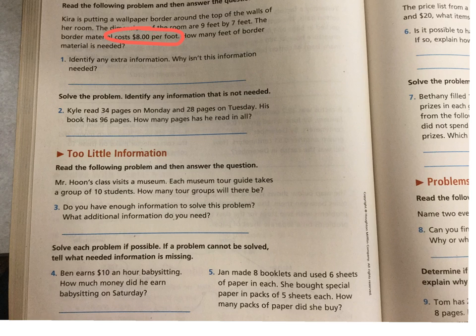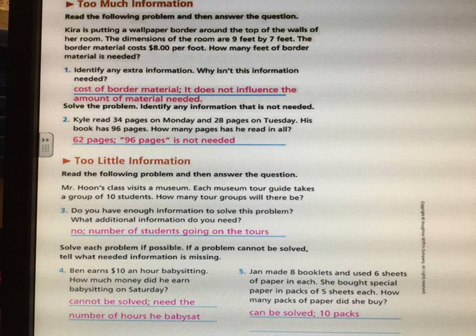All right. Now let's look at the answers to 2, 4, and 5. Number 2, we had 60. The information that's not needed is the fact that we have 96 pages. We don't need to know that his book has 96 total pages. We're just talking about how many pages he's read on Monday and Tuesday.